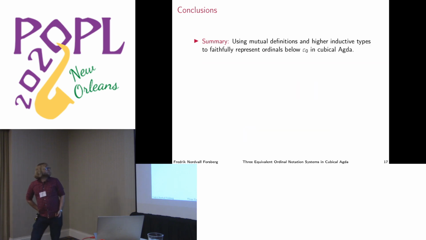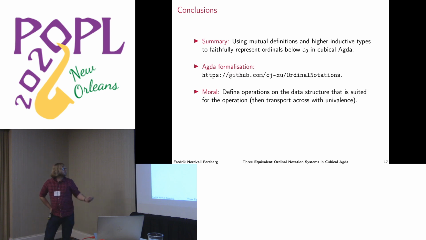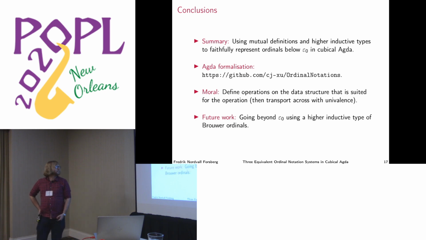Okay, so I think you can have a lot of fun using these new features of type theory to do even down-to-earth things that are not so synthetic homotopy theory oriented. So here I've used it to represent ordinals below epsilon 0. You can look at the Agda formalization. And one moral of the story is that you should define the operations on the right data types, because that's going to make your life much easier. Right? And there's some future work.